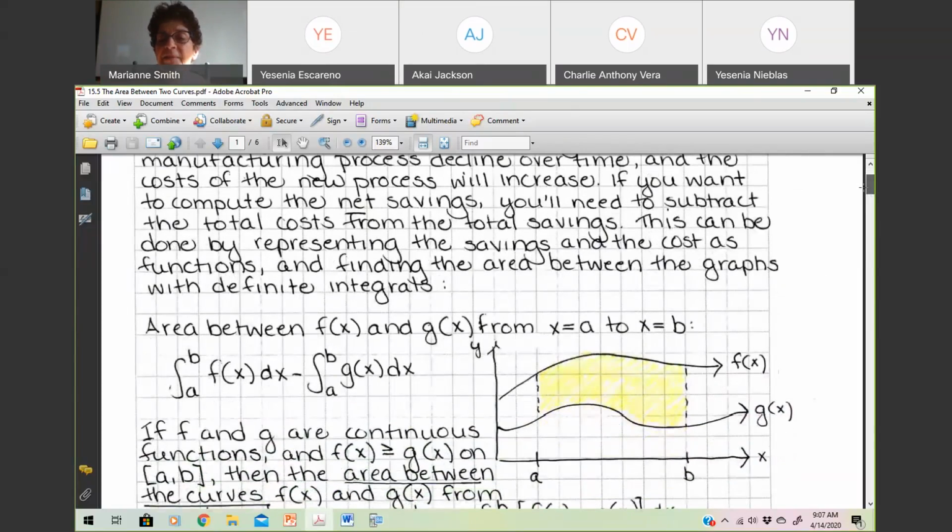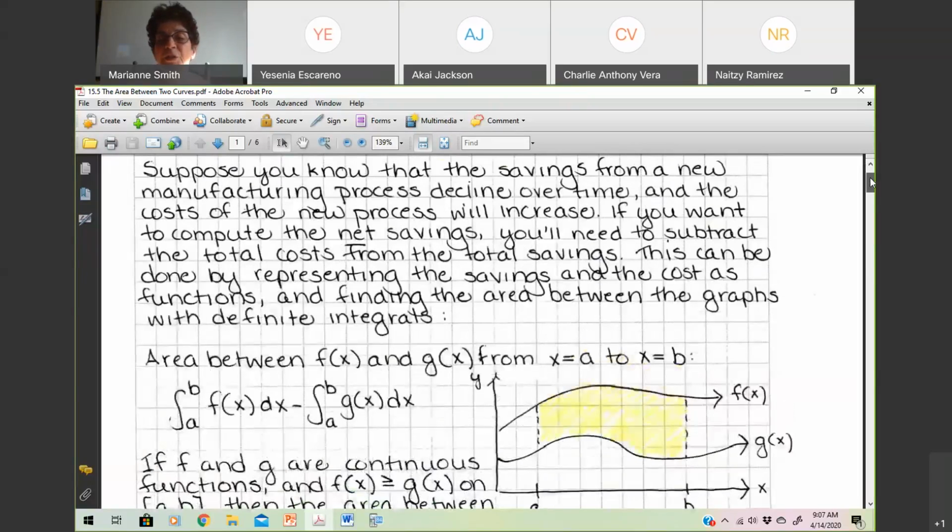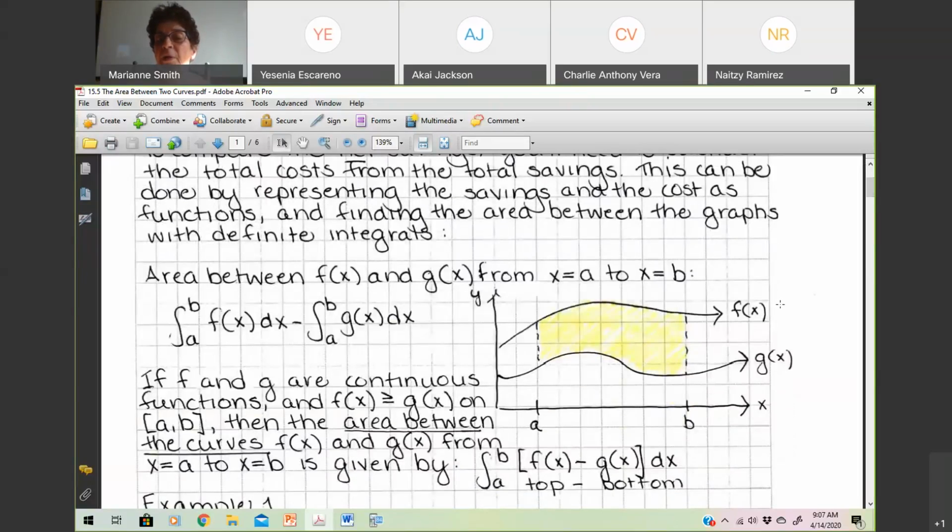You can think of this as being the difference between these two curves. So if you want to represent your savings as f of x and your costs as g of x, you can think of f of x and g of x as approaching each other, because we said the savings are decreasing at the same time the costs are increasing. You can think of your net savings as the difference between the area under f of x minus the area under g of x.